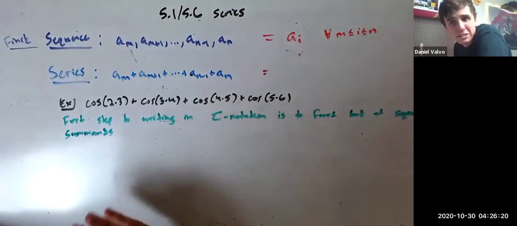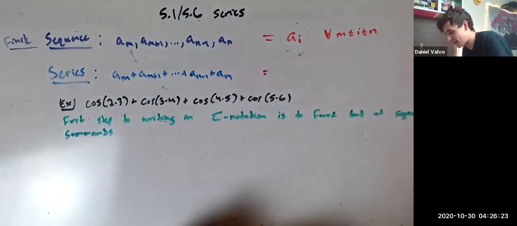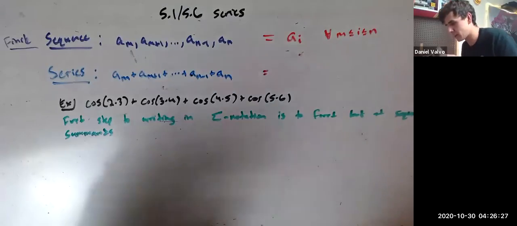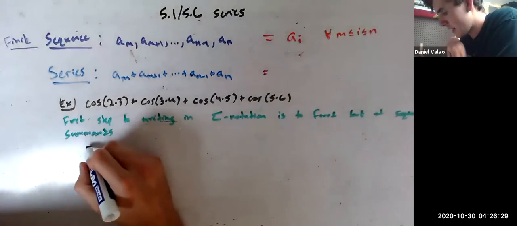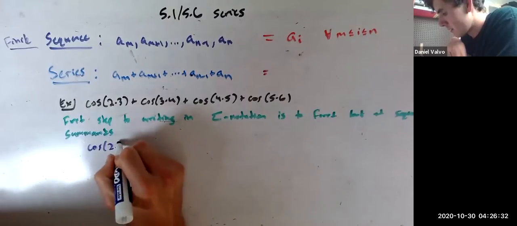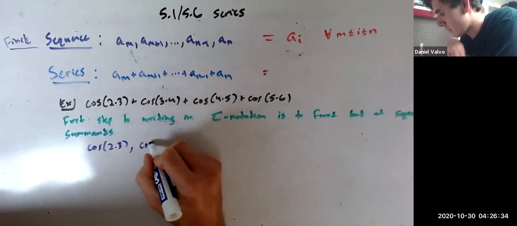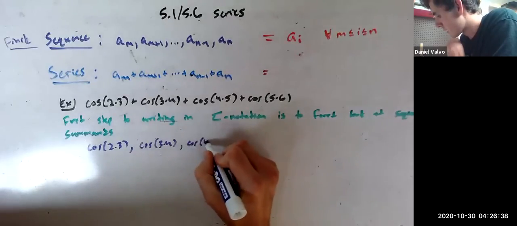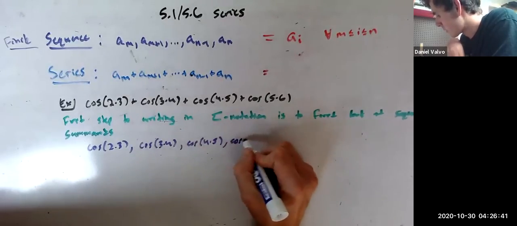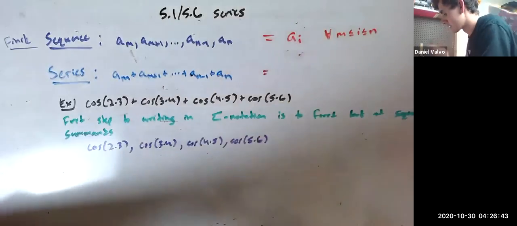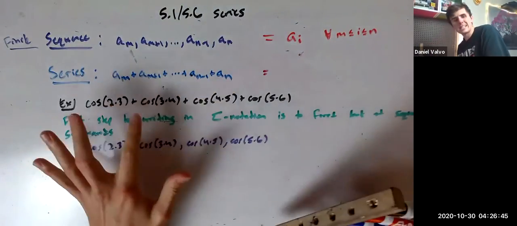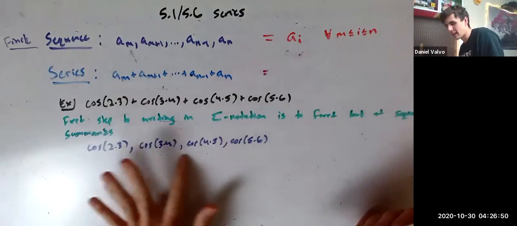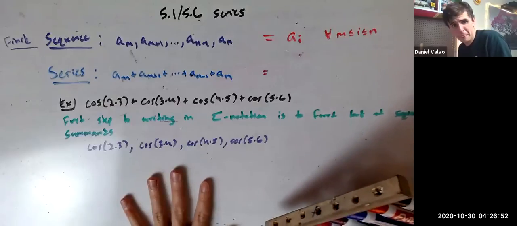So the different parts of a sum are called summands. It's a fun word. And so they form a sequence. So what I'm talking about here is the sequence. If we look at cosine of 2 times 3, comma, cosine of 3 times 4, comma, cosine of 4 times 5, comma, cosine of 5 times 6. Right, just kind of replacing the pluses with commas. Yeah, and that gives us a sequence to look at.